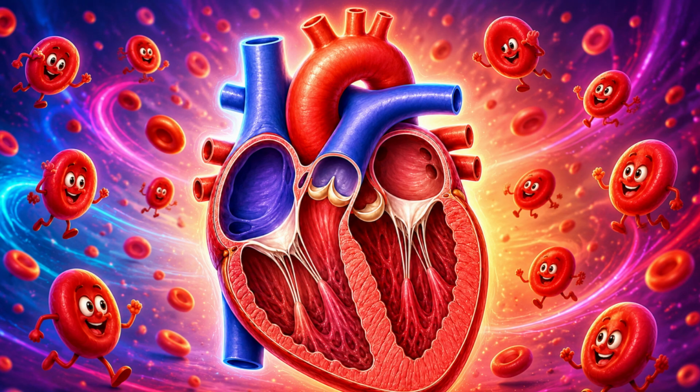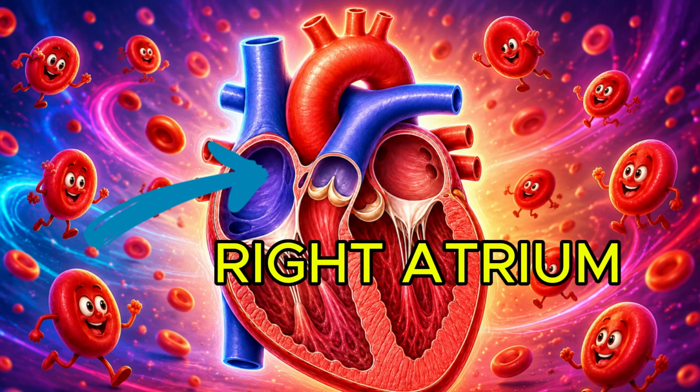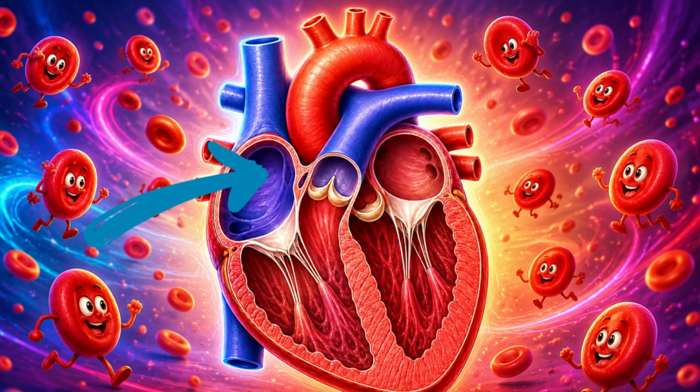So now the blood reaches the heart. The blood enters the right upper chamber of the heart, and that chamber I will call the right atrium. Now, when the blood reaches the right atrium and the heart contracts, it pushes the blood through one of those valves that we were talking about.